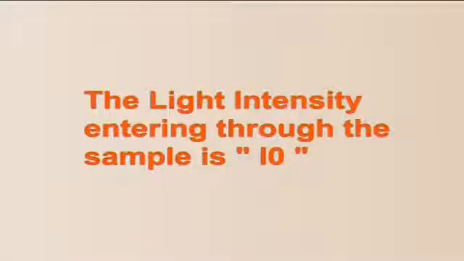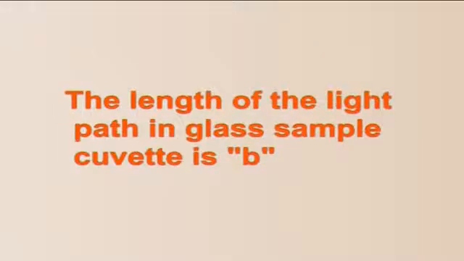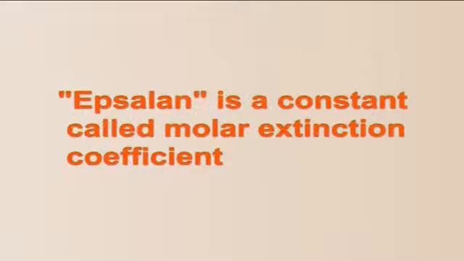The following terms are defined. The light intensity entering the sample is I naught. Light intensity retained in the sample is I. The concentration of analyte in the sample is C. The length of the light path in the glass sample cuvette is B. Epsilon is the constant called the molar extinction coefficient.